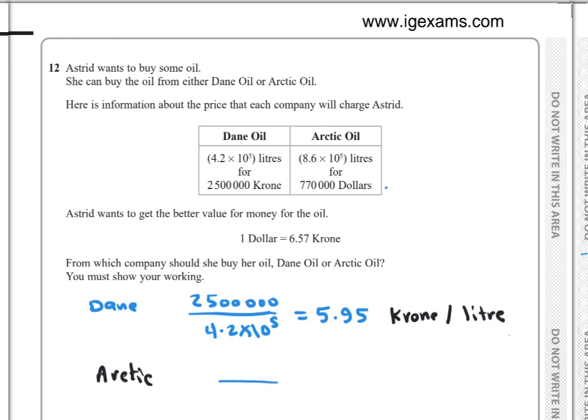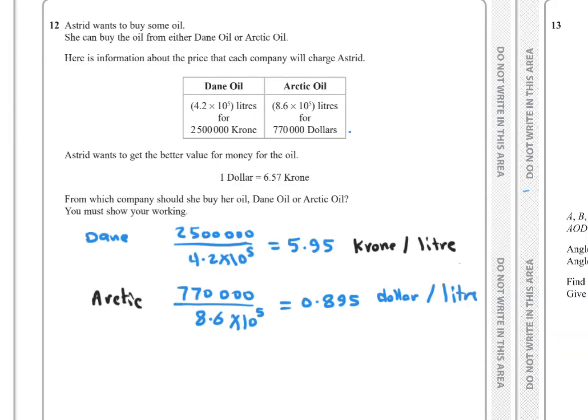So the price of 1 liter equals the total price $770,000 divided by the number of liters, 8.6 times 10 to the power 5, equals 0.895 dollar per liter. Now we can convert krone to dollar or dollar to krone to compare between them.